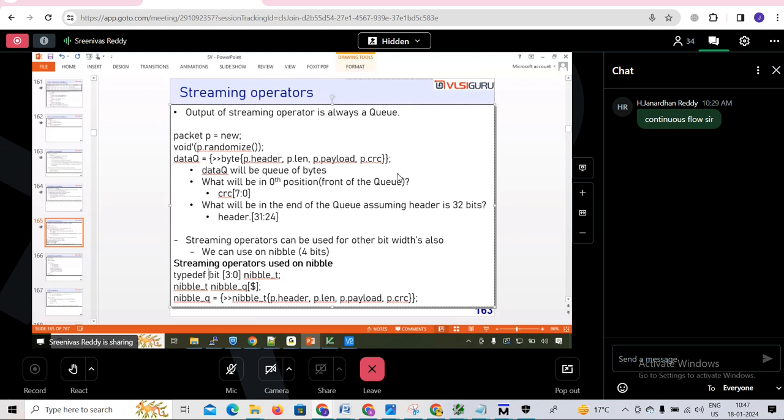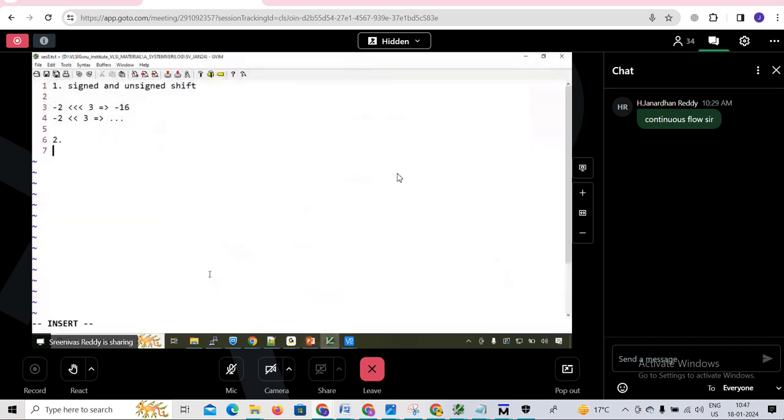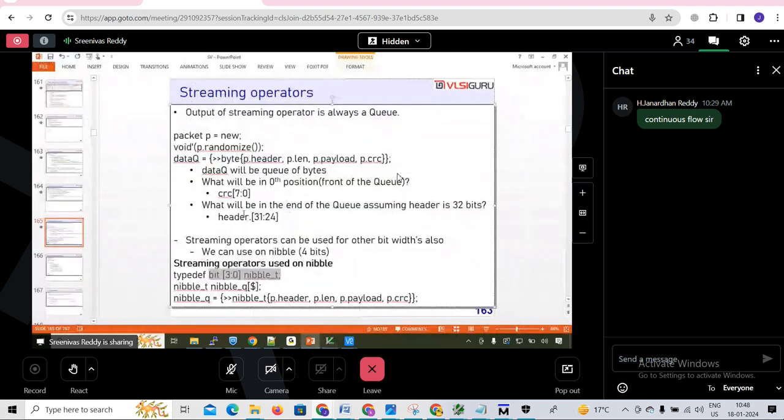You just write typedef, the base type, and make it a data type. Now nibble_t is a data type. Like you declare byte_t, now I can declare nibble_t. Here nibble_t is a data type which represents a 4-bit vector. Once I've declared the data type, I can use it to declare a queue of nibbles. The same data type I can use in streaming also.